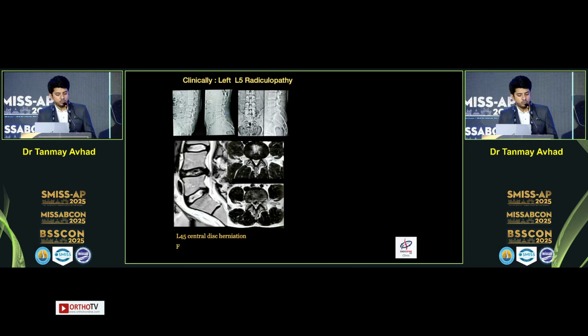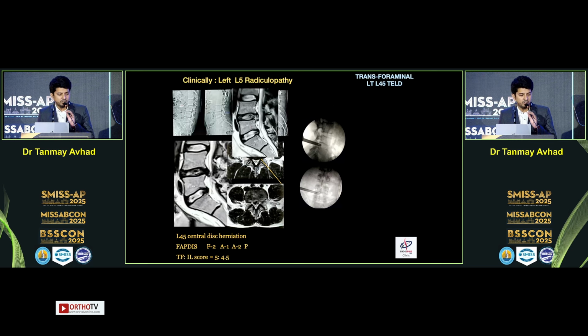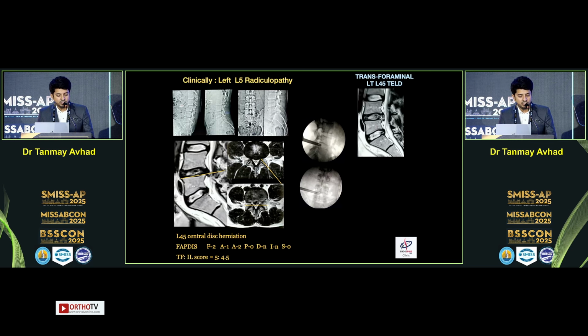Let's go over one case where we have a patient with a left L5 radiculopathy. This patient has a facet angle of type 2, anterior pathology A1, A2, no posterior pathology and no migration. Hence the transforaminal to interlaminar, TF to IL, score is 5 to 4.5. Hence we would go more towards a transforaminal approach. This will be more ideal for this patient. That would help us select the approach so that we don't fall into any complication by selecting a wrong approach.